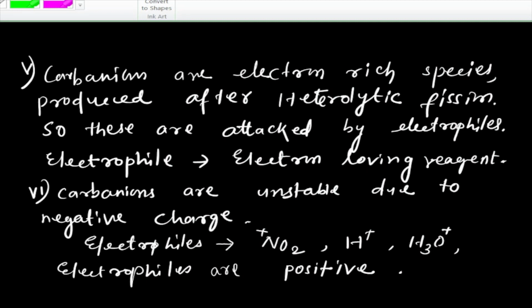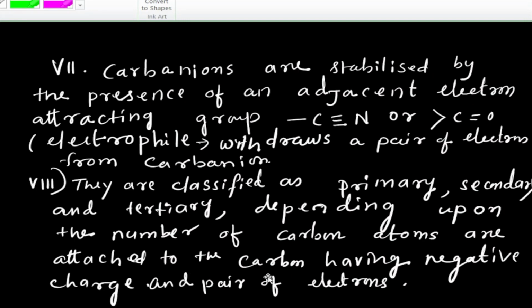So since an electrophile is an electron-loving reagent, the electrophile is attacked by carbanion ions, because the electrophile is electron loving, whereas carbanions are electron donating in nature, pumping electrons towards the electrophile. So carbanion ions are unstable due to the negative charge. Why? Because they contain a pair of electrons with negative charge, and that is why they are very unstable. And it also contains 8 electrons. Electrophile examples: NO2 plus, H plus and H3O plus. Electrophiles are positively charged.